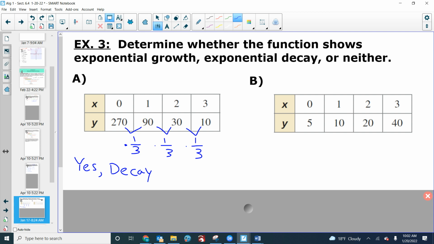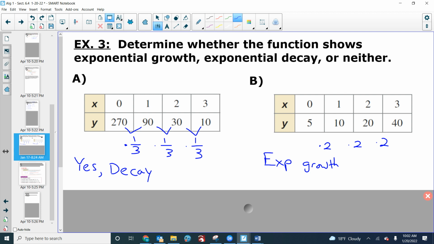Is there a constant factor? Let's see. 5 to 10 is times 2. 10 to 20 is times 2. Ooh, it's exponential. Growth or decay? Growth. You good? Awesome.